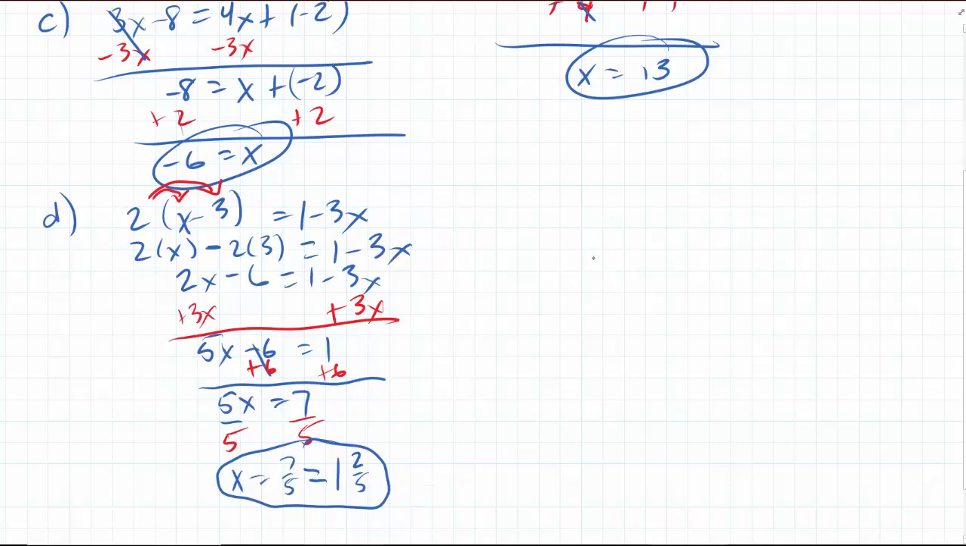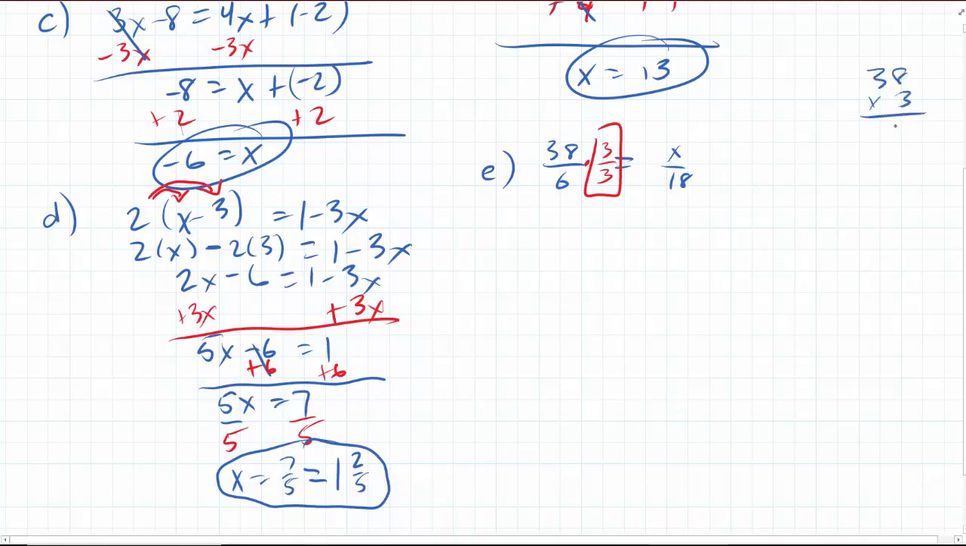Okay, for E, let's do that here. We have some room here. We're going to have 38 over 6 equals x over 18. Okay, these are proportions. We can use cross multiplication. They'll be big numbers, but I think it's safe to see that we could actually use the giant one. So I'm going to multiply by what? 6 times what is 18? Well, 6 times 3 is 18, so the giant one's going to be 3/3. Now I just need to multiply 38 and 3. 38 times 3 is 114. 114 is x.